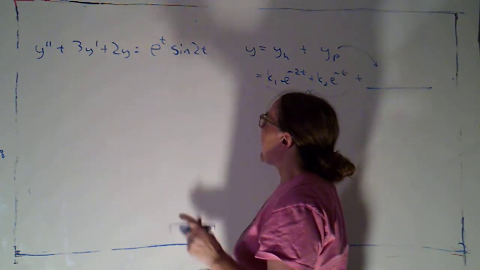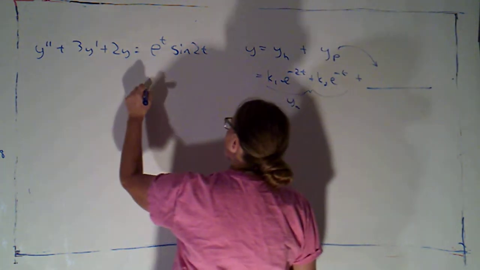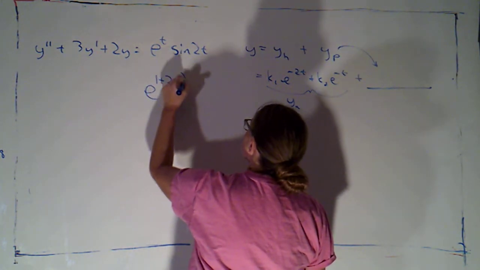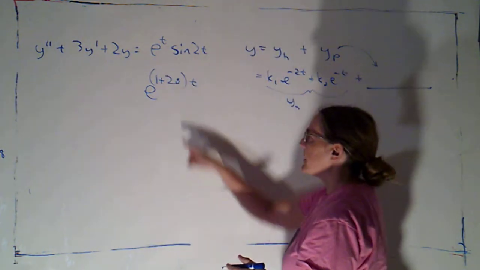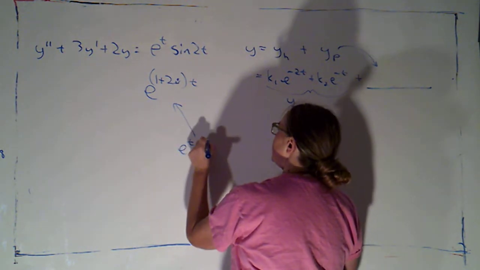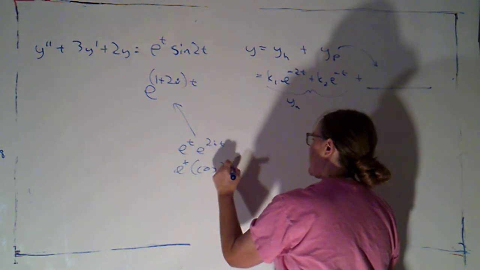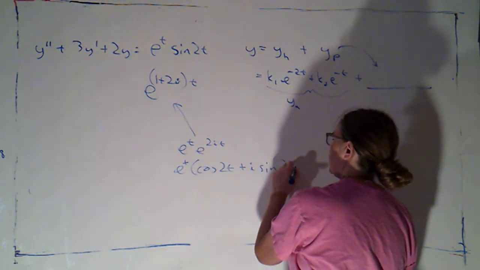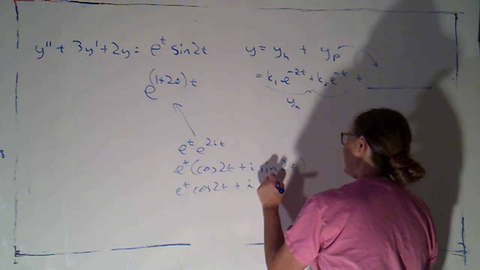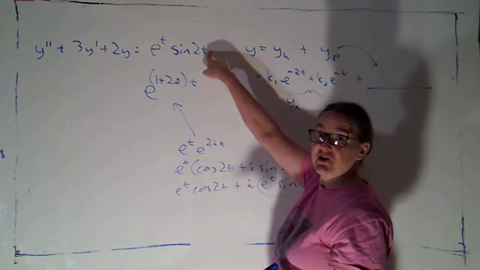So I want to look at that and I want to say, that's the imaginary part of e to the (1 plus 2i) times t. Because notice, that would be e to the t times e to the 2it. That's e to the t times (cosine 2t plus i sine 2t). That's e to the t cosine 2t plus i times e to the t times sine 2t. So that right there is the imaginary part.